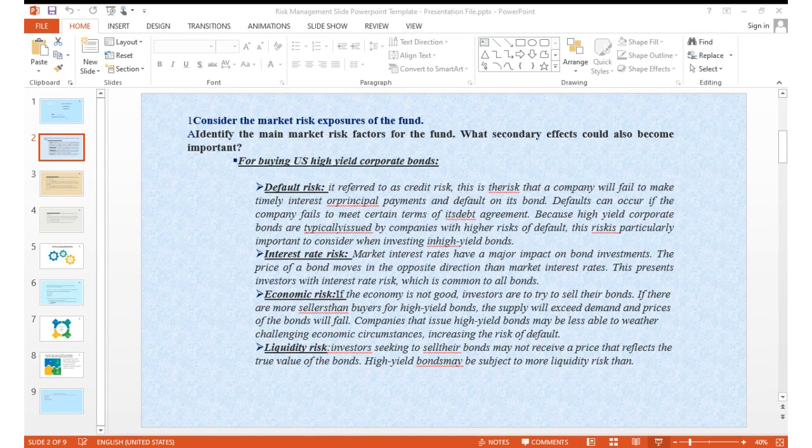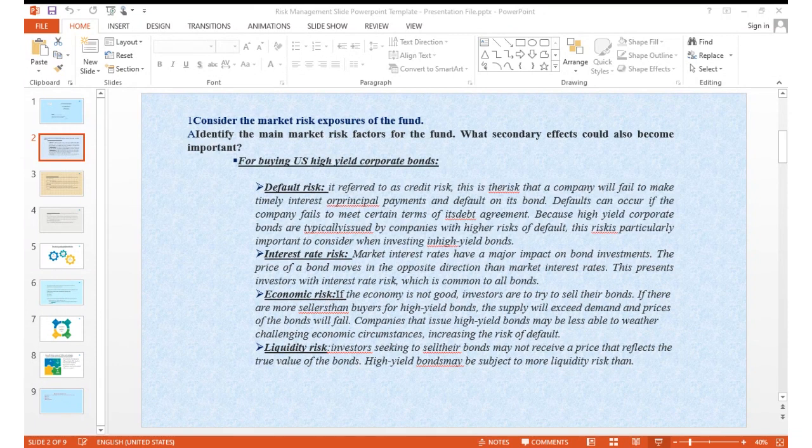Regarding the detail of the fund management, there are some potential risks related to their activities, such as buying US high yield corporate bonds. High yield means high risk. For high risk, the more concerning one is the default risk. Default risk is the risk we care about most.